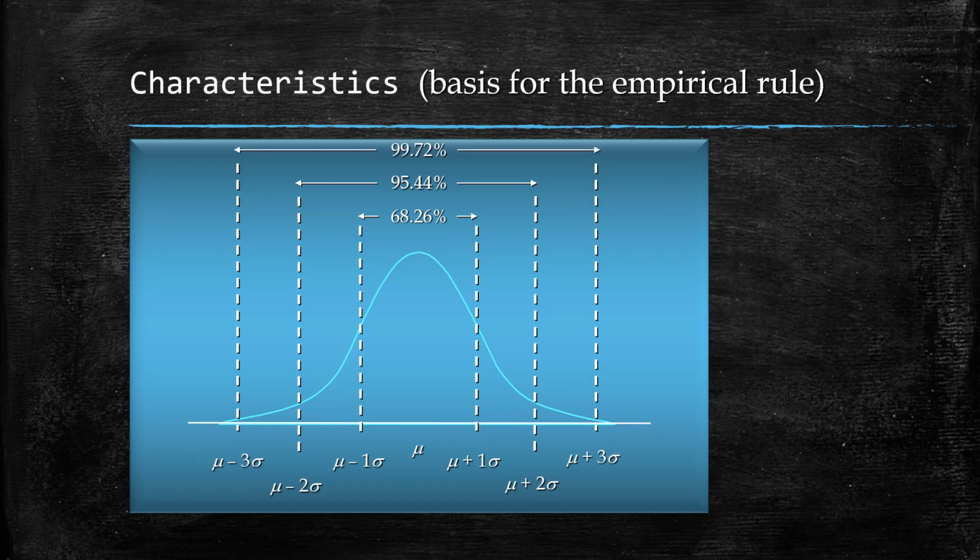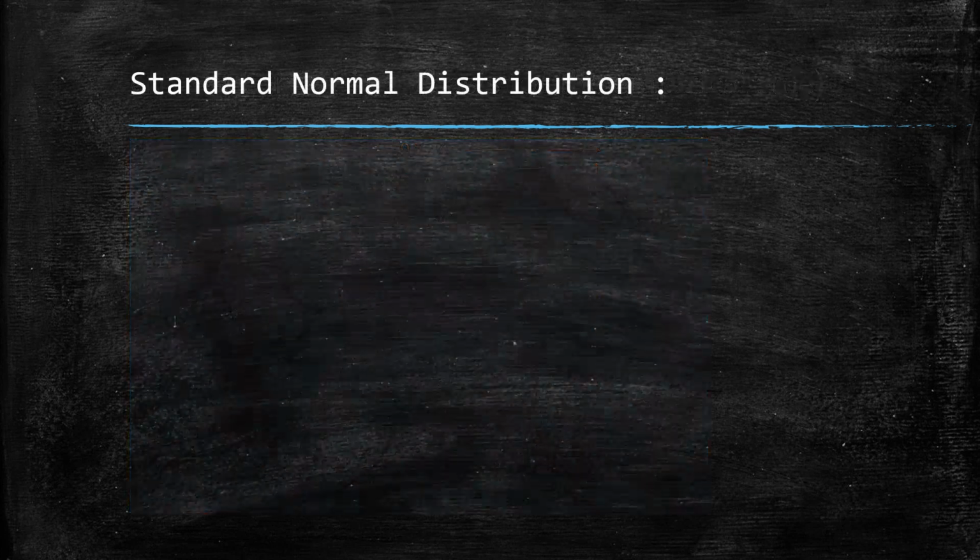Yes, and this empirical rule helps us in the sampling theory. So we need these ranges when we do testing of hypothesis. Now let me introduce the standard normal distribution. After taking the normal distribution, why do we require the standard normal distribution?